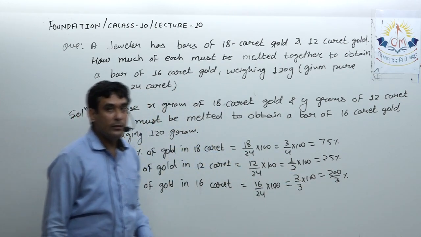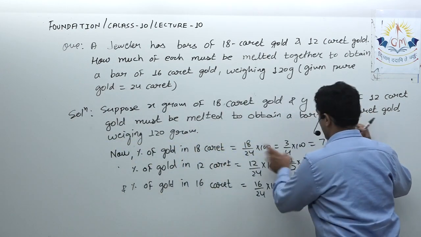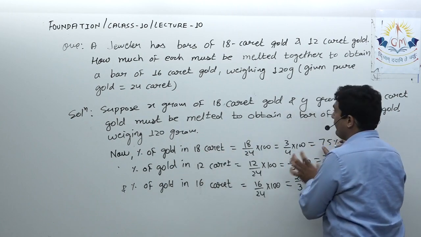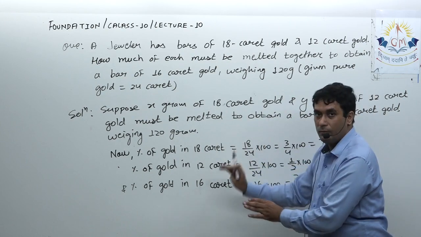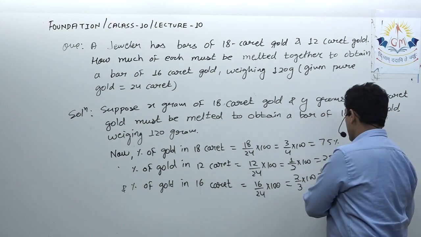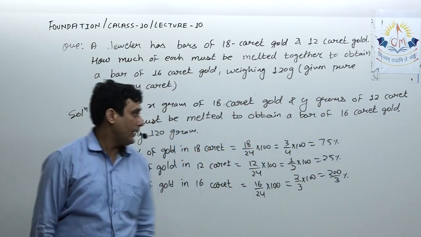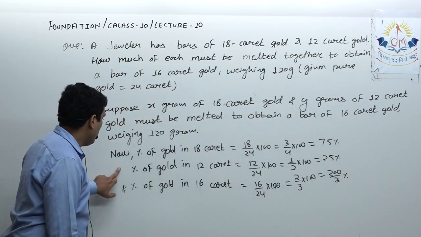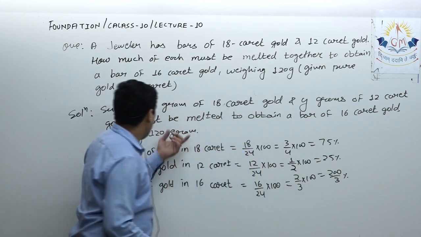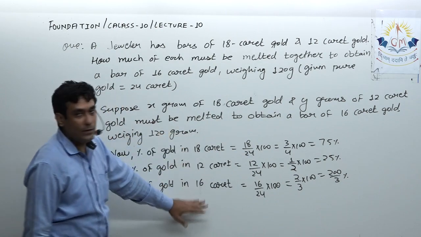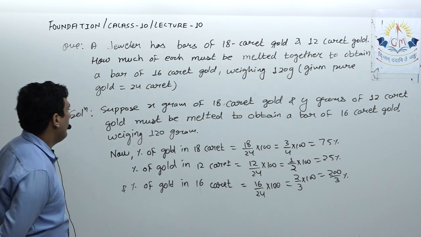That gives me the second equation. 75% of 18 karat gold, that means 75% of X plus 25% of Y should be equal to 200 by 3% of 120 gram. That gives me the second equation. So first of all note it down, then we'll write both the equations and then we solve to get the values of X and Y.